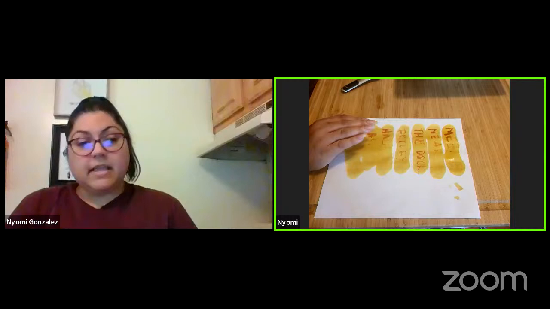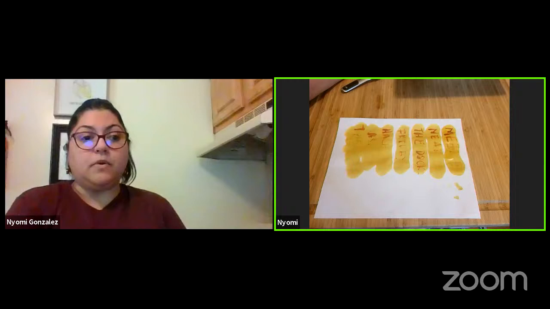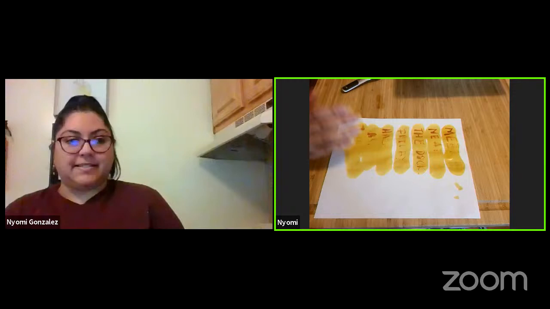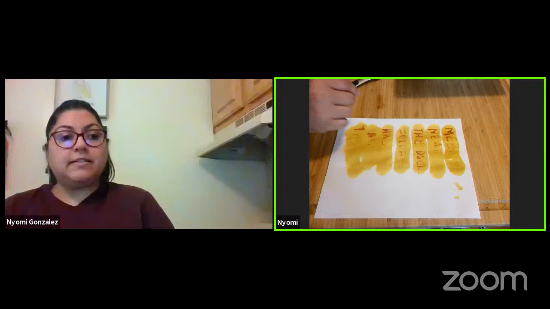So the baking soda is what we know as what's called a base. And then the rubbing alcohol is, of course, the acid. And when they mix together, they create a chemical reaction, which causes a change in the color. So the invisible ink is no longer invisible.